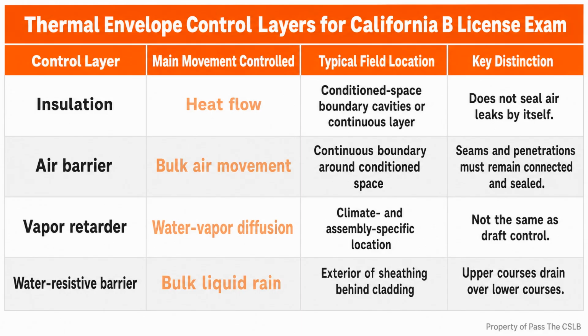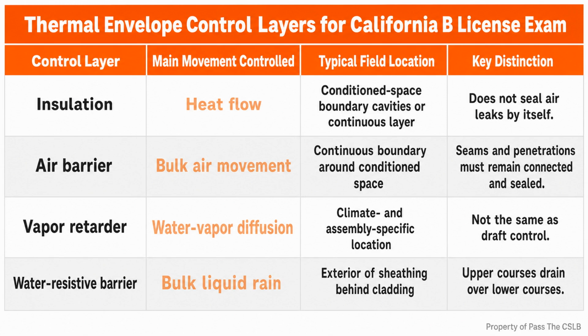The practical move is to trace each control layer all the way around the conditioned space. Where does it run at the wall to roof connection? What happens behind a one-piece tub? How does it continue at the attic access? Where do window and door openings interrupt it? A layer that looks perfect in the middle of a wall can still fail as a system at its edges and penetrations.